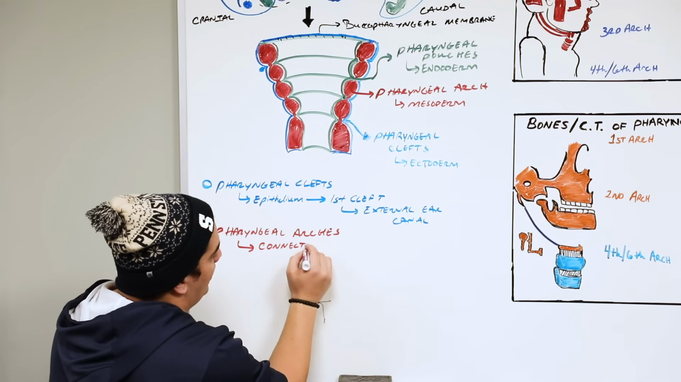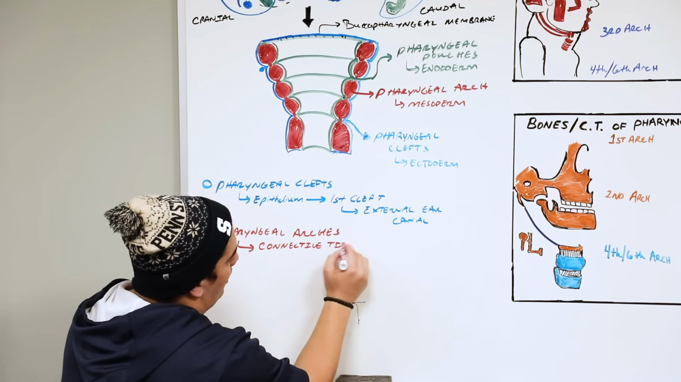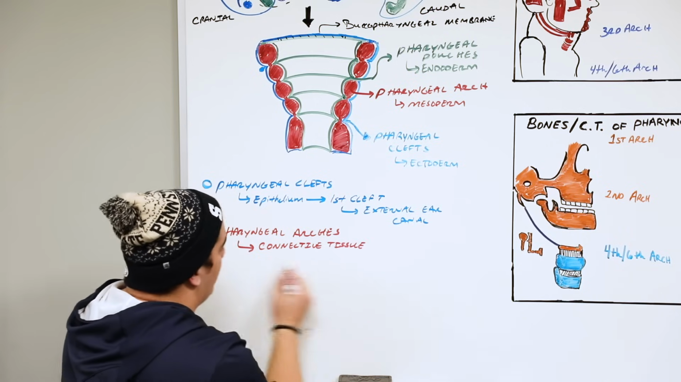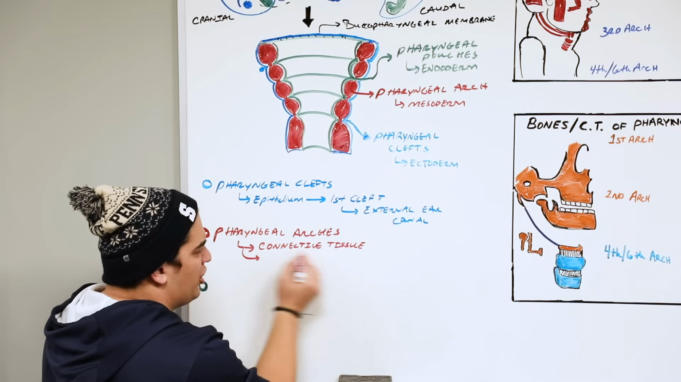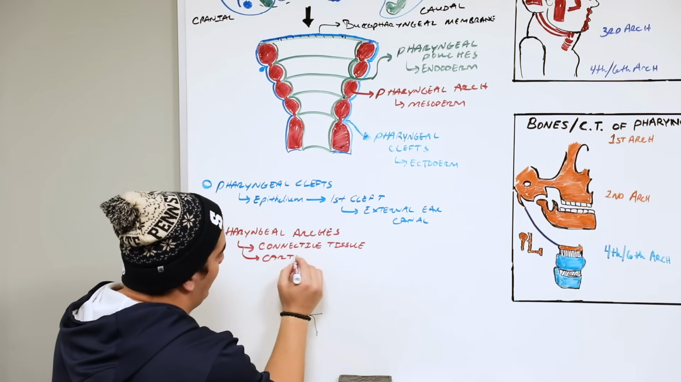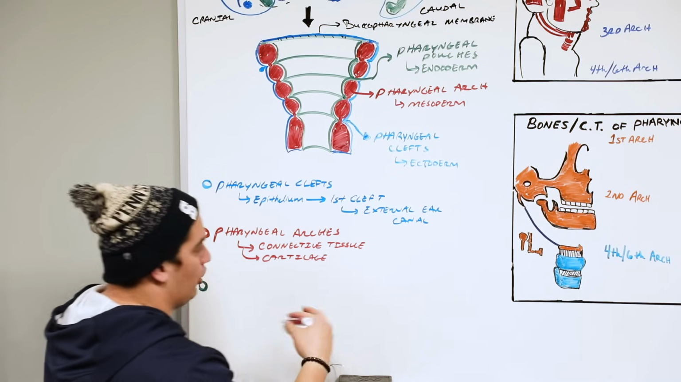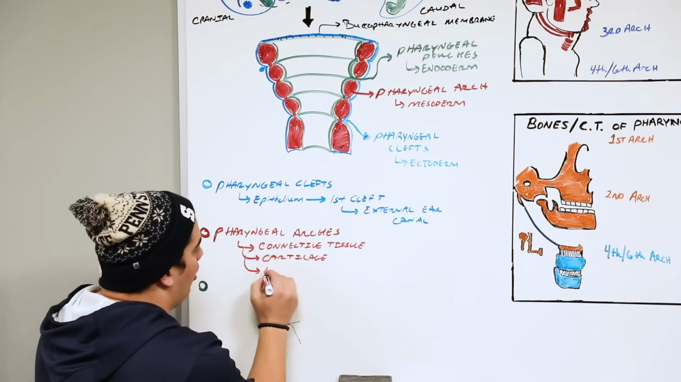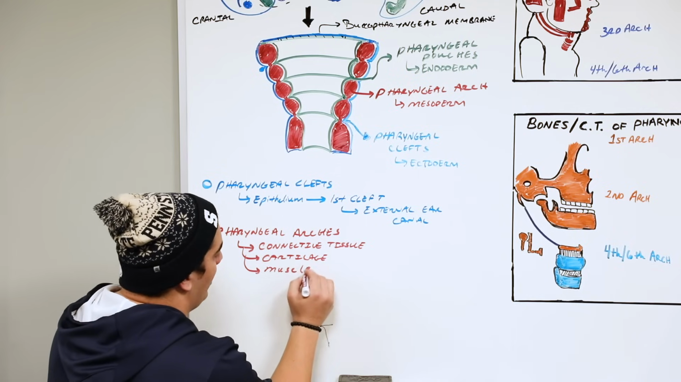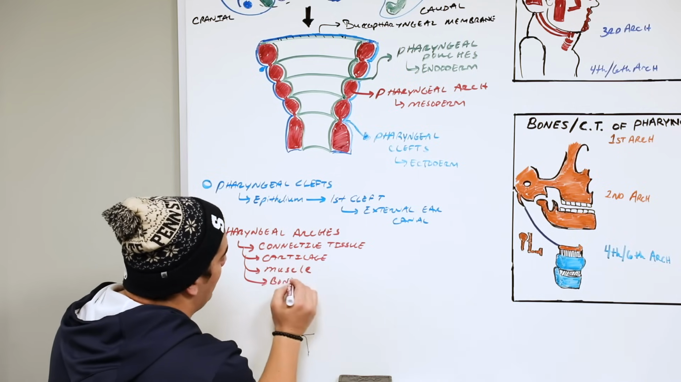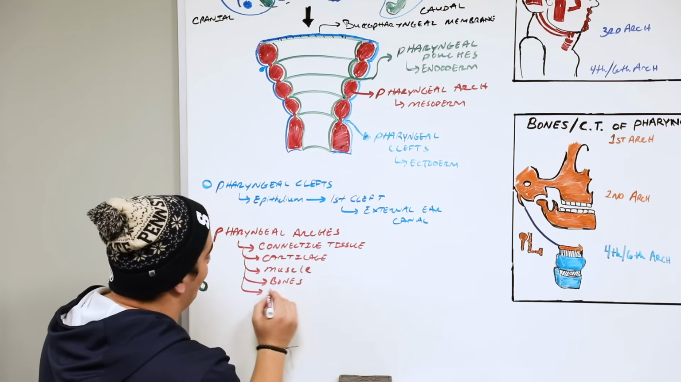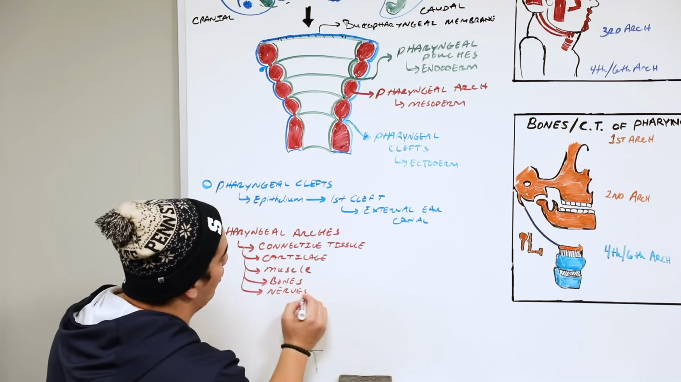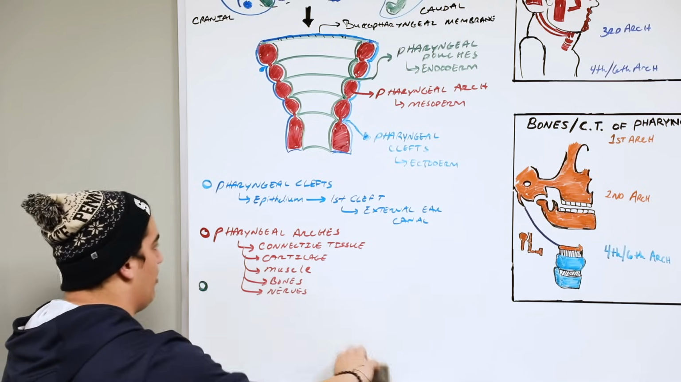And when we talk about connective tissue, there's a bunch of different things related with that. But one of the big ones is also going to be cartilage. So it can give way to a bunch of connective tissue, and a lot of different cartilage, especially laryngeal cartilage. It can also give way to muscle, okay, and to bones, as well as nerves. Sometimes there are some special cranial nerves that are going to be developing from these arches as well.